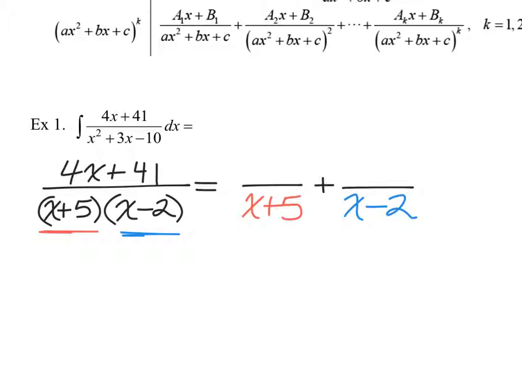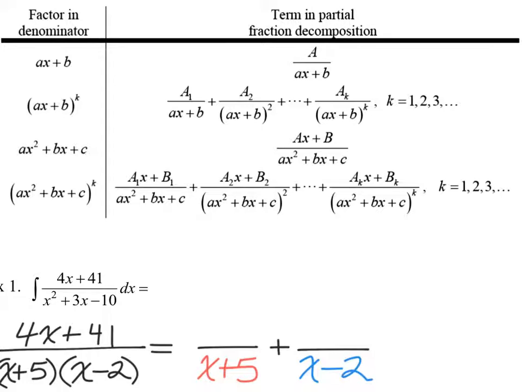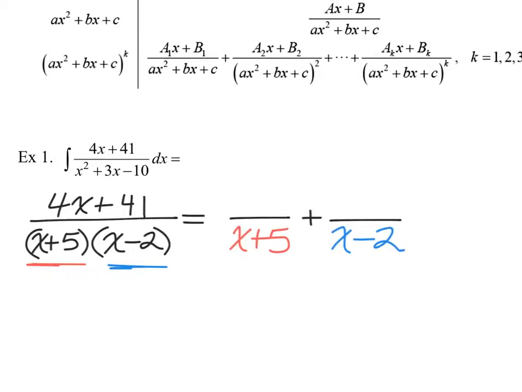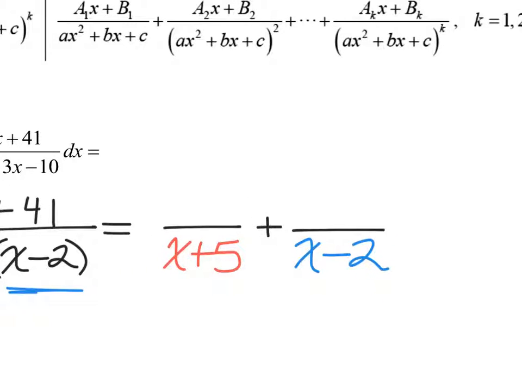All right. So how do we handle this? Well, we don't just say, let me let this be 2 and that be 5 and hope for the best. We're going to solve for those numerators. Now the model up above is telling us that the term in the expansion is going to be A over the linear factor, A representing some arbitrary constant. So I'm going to let the first numerator be equal to A.